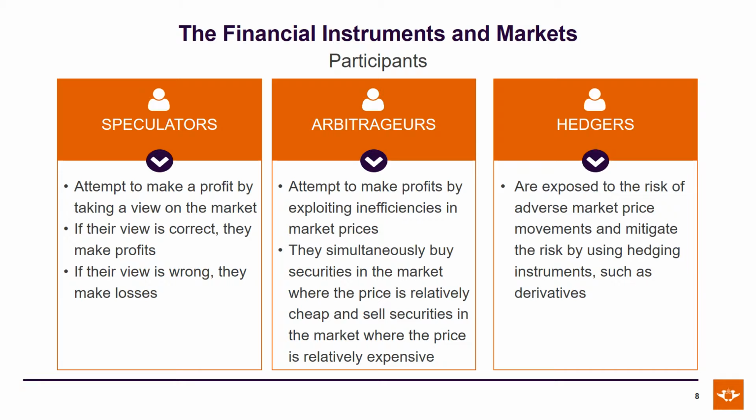Hedgers, literally people who sit on the fence. No, not. In the capital market, hedgers are people who are exposed to the risk of adverse market price movements. So they may have bought a share that they're frightened is going to go down quite significantly. So they will hedge or mitigate that risk by using hedging instruments, and a derivative is a type of hedging instrument that can be used.